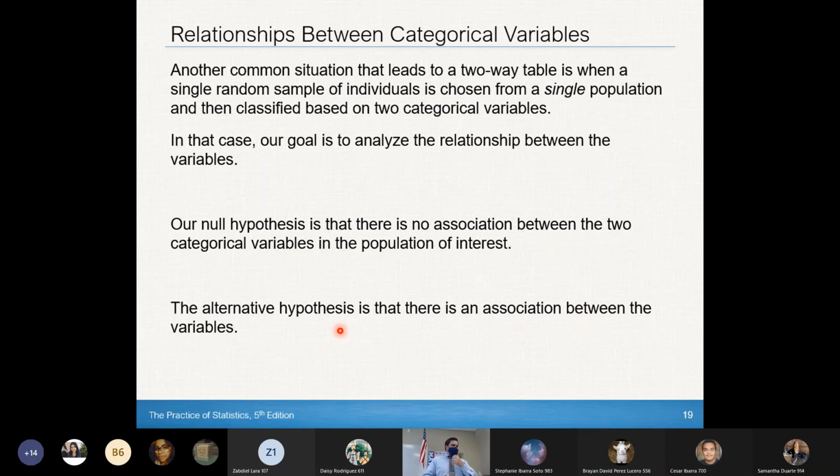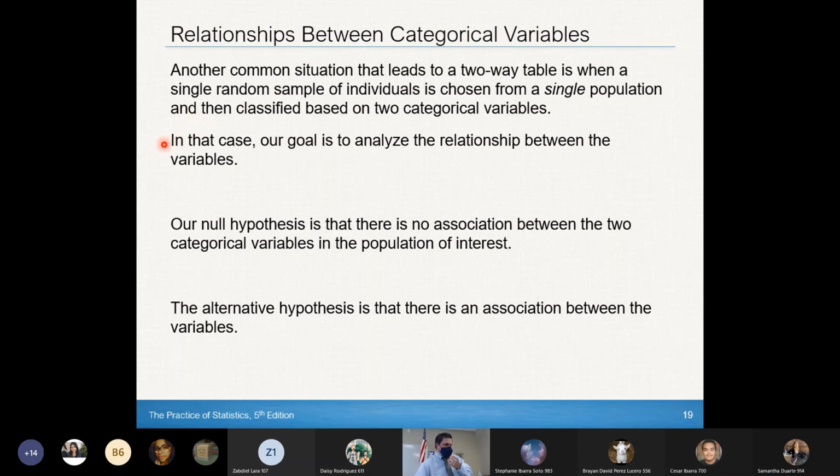Right. Another common situation that leads to a two-way table is when a single random sample of individuals is chosen from a single population and then classified based on two categorical variables. That's the other main difference between these two contexts for the two types of inferences we're looking at. This is from a single population that is then broken into categories. The previous test is based on independent populations or separate groups. And then we're seeing how they fall into those categories, independent of each other.